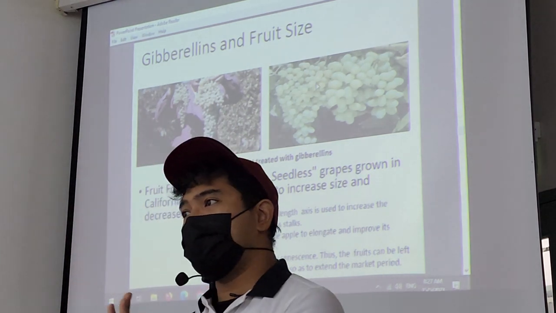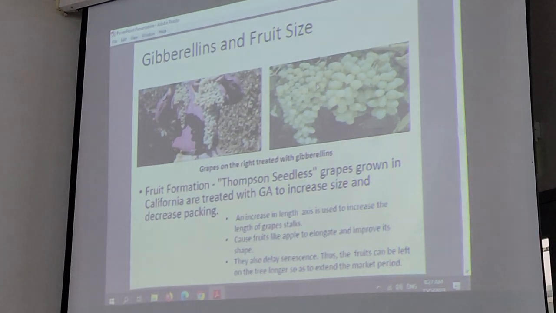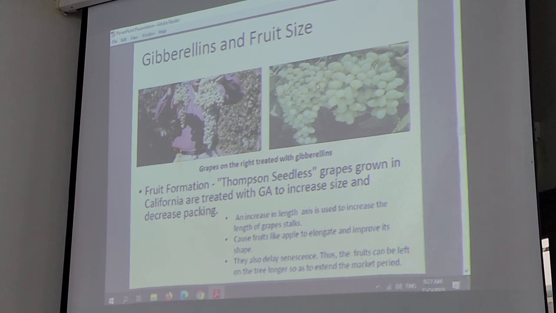Again, to differentiate between auxin and gibberellin in fruit formation. In auxin, you can have fruit formation without fertilization. What is it called? Parthenocarpy. You just have the female flower sprayed with auxin, and eventually the ovule will develop into a complete fruit without fertilization, meaning that the fruit is going to be seedless. So this is parthenocarpy.